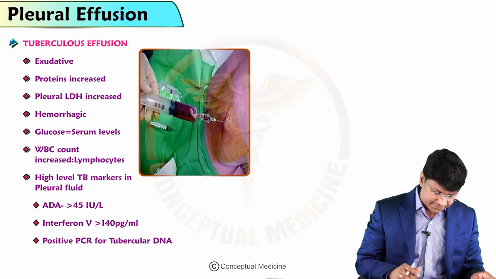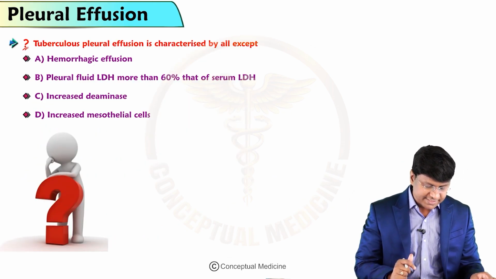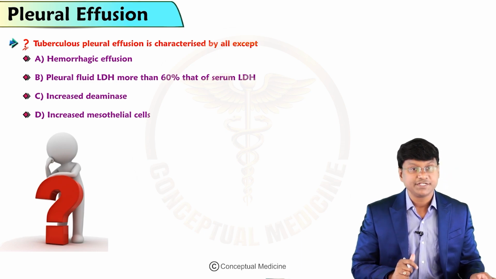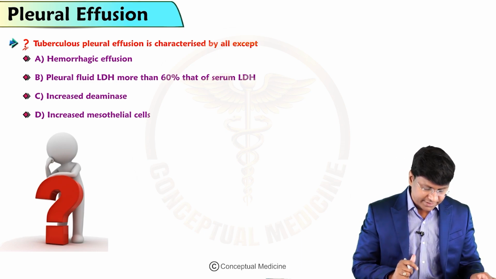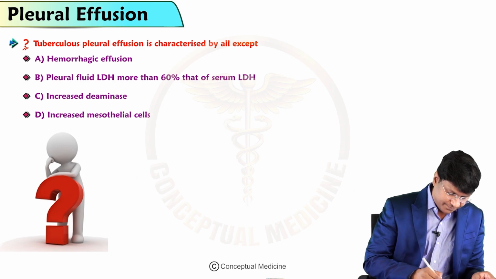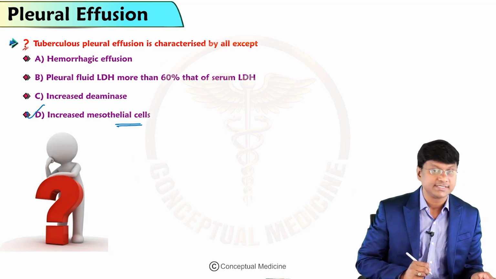So going back to the question, tuberculous pleural effusion is characterized by all except hemorrhagic effusion, pleural fluid LDH more than 60% of that of the serum LDH, increased adenosine deaminase, increased mesothelial cells. So the answer is increased mesothelial cells.